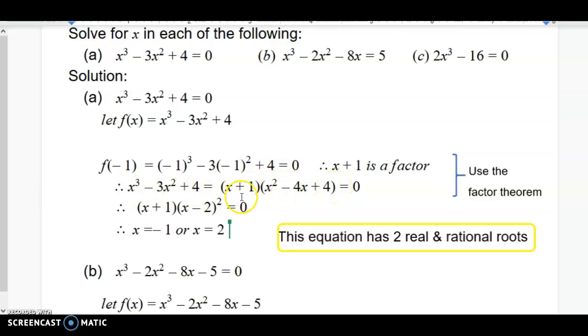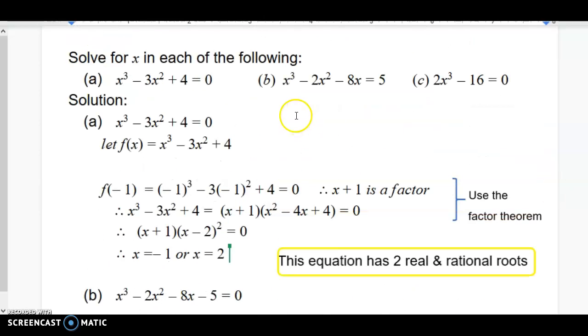So remember, we're solving this cubic equation. Now we can factorize that quadratic. It gives us x minus 2 all squared. Solve for x. Therefore, x is equal to minus 1 or x is equal to 2. Note that this equation has two real and rational roots. Let's look at our next example.